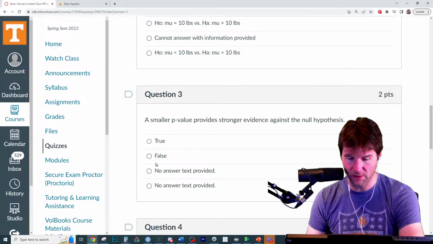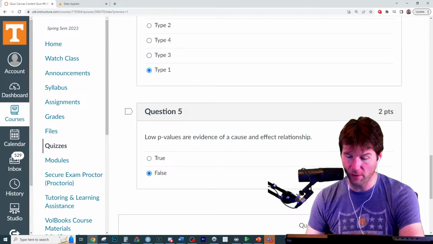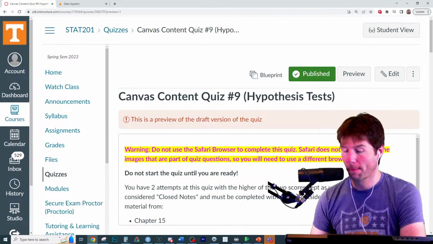And the last thing. Small p-value provides evidence against the null. When we reject the null and the null is true, that's type 1. Low p-values are evidence of cause and effect. Well, I think that's it.